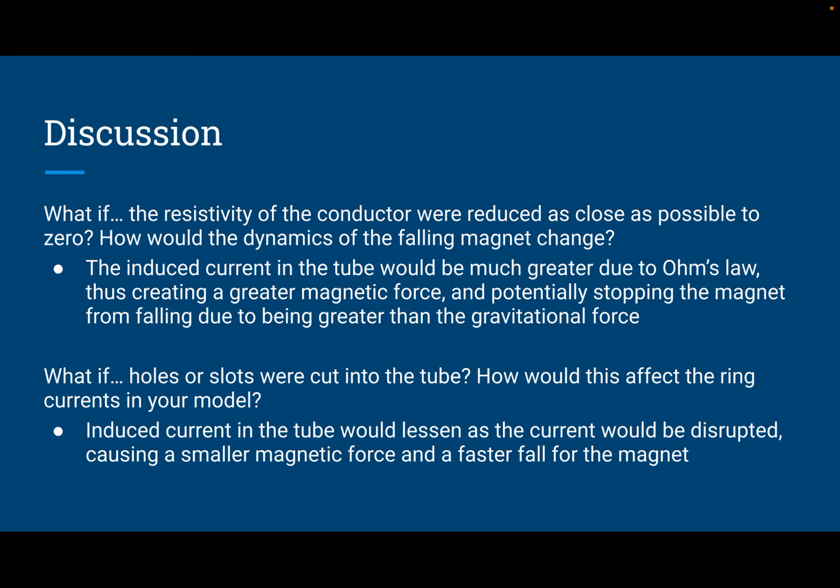So what if the resistivity of the conductor were reduced as close as possible to zero? How would the dynamics of the falling magnet change? The induced current in the tube would be much greater because of Ohm's law, thus creating a greater magnetic force and potentially stopping the magnet from falling at all due to being greater than the gravitational force.